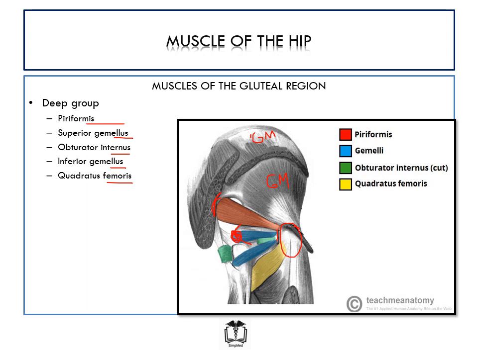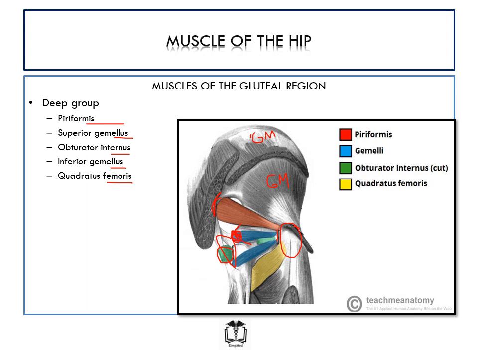Obturator internus originates from the pelvic surface of the obturator membrane, and that is shown here in green. You can see here is the obturator foramen. It's covered by an obturator membrane, and we have this muscle in green originating from the obturator membrane and extends all the way towards the greater trochanter.